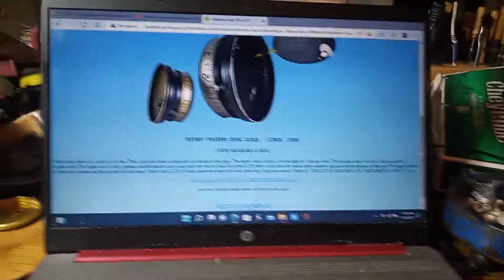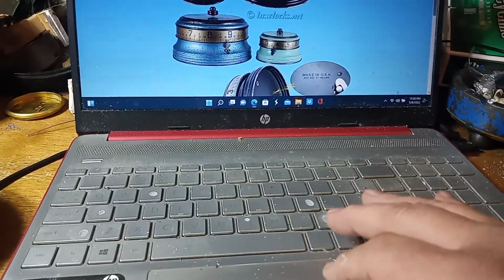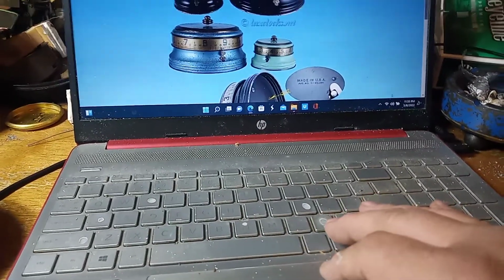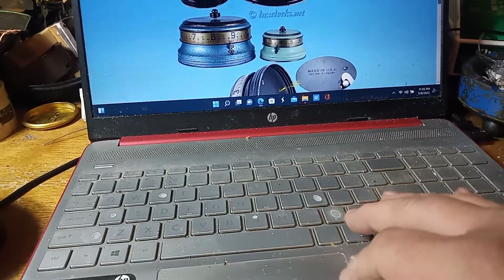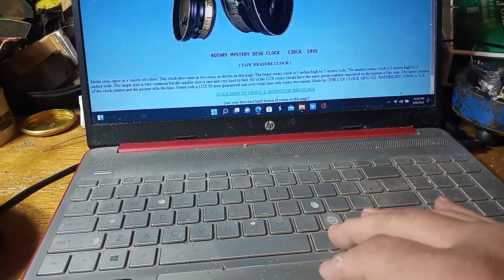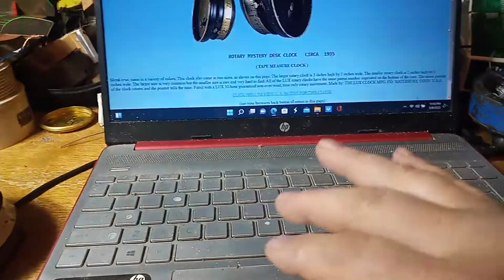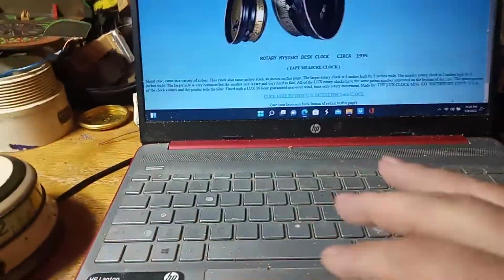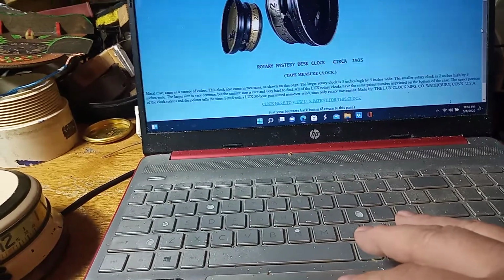This is the Dan and Diane's webpage here. You can hear it ticking away. They made a few different styles of these clocks. Rotary mystery desk clock, circa 1935, or what is commonly referred to as a tape measure clock. Metal case came in a variety of colors. Clock also came in two sizes.